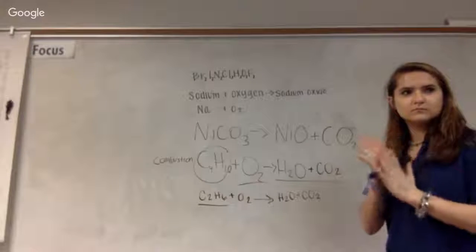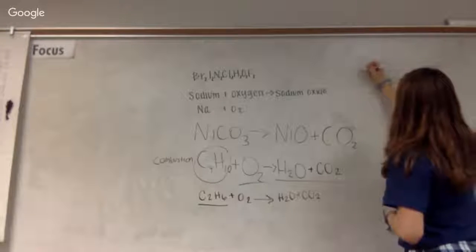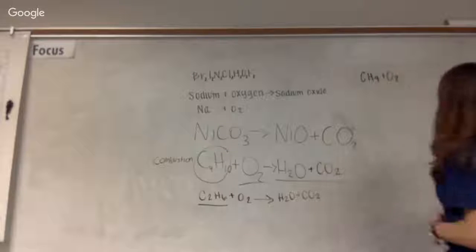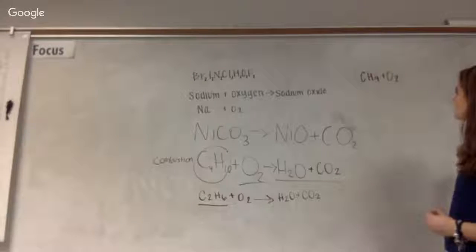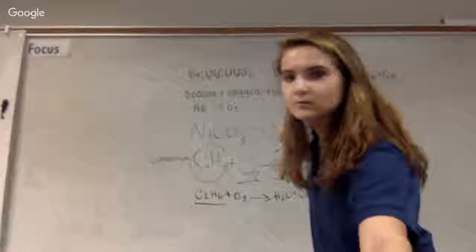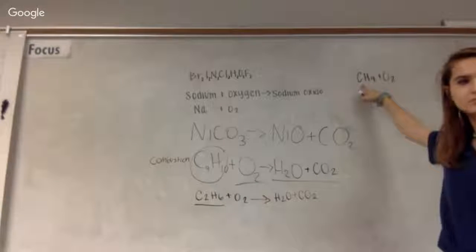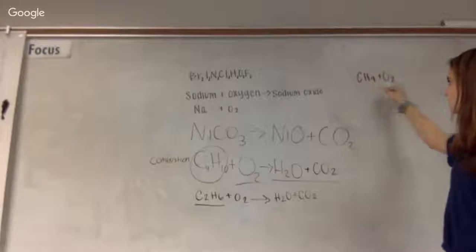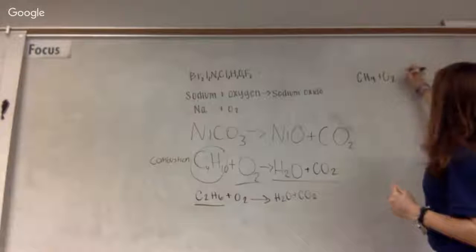So let's try one more. On the upper right-hand corner, can you write CH4 plus O2? Okay. Again, put your finger on the CH4 for a second. You're doing great. That CH4, that's a hydrocarbon, and we're putting it with oxygen. So the only two products you can possibly have are H2O and CO2. So just write H2O and CO2 on the right-hand side with an arrow.